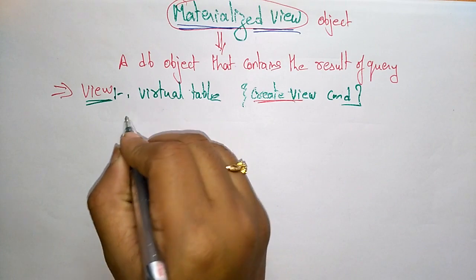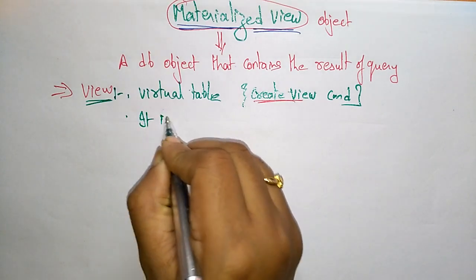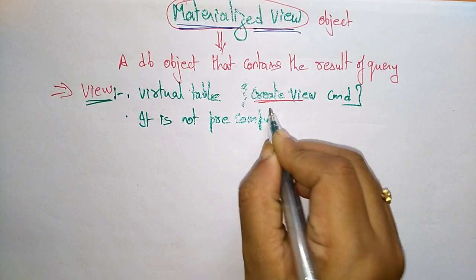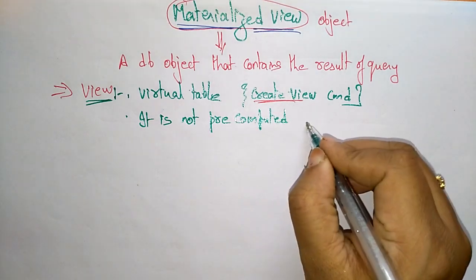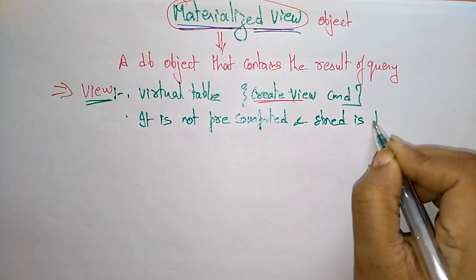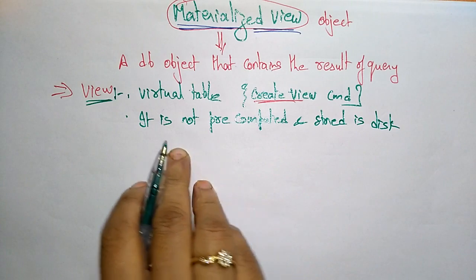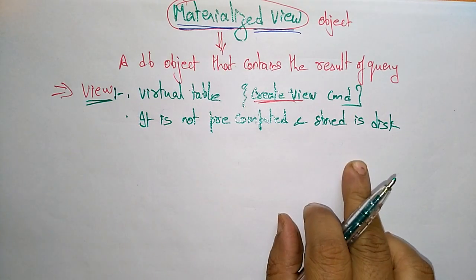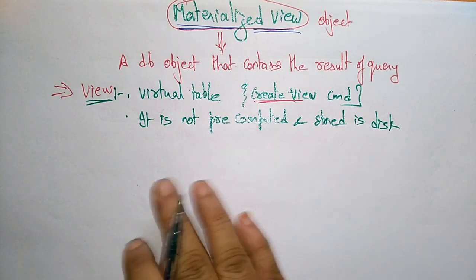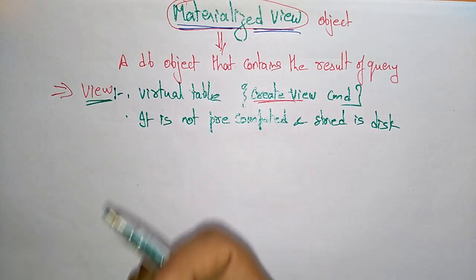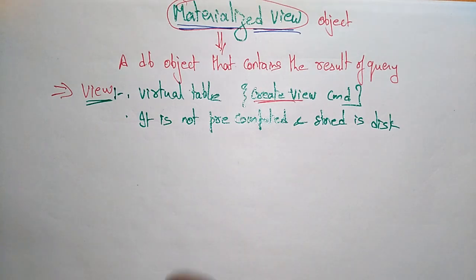It is a virtual table, and one more thing is it is not pre-computed and it will not be stored on disk. Okay, so I said this is a virtual table, so that's why it is not stored on the disk. It is not pre-computed. Only at the time of access will it be computed. So whenever we are using the view, only then it will be computed.